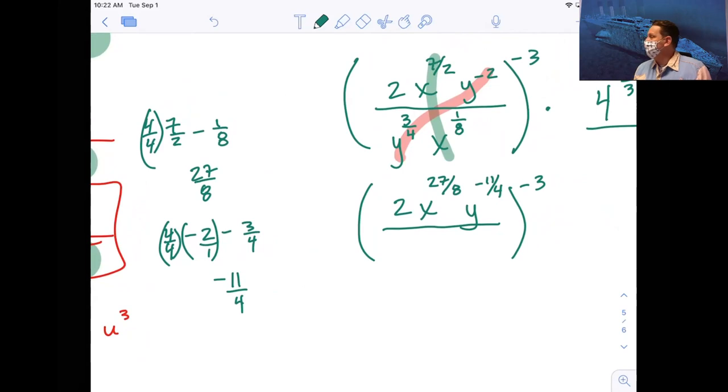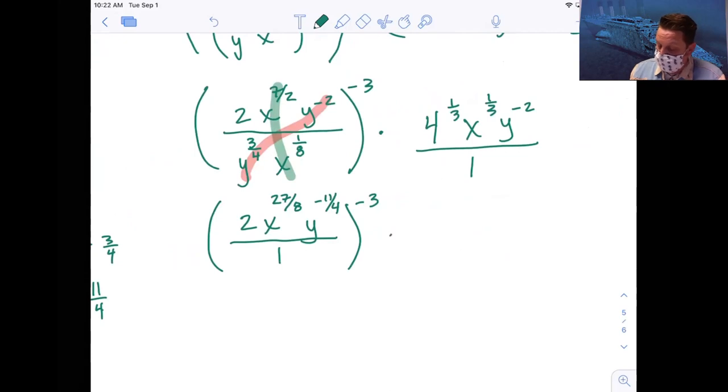And then what's in the denominator? Just put 1, yeah. Or you could drop the denominator, because when you use the rules, everything ends up in the top. Okay, that second factor, he's like patiently waiting, right? He's still 4 to the 1/3, x to the 1/3, y to the -2, still over 1. Like, hurry up, dude. Almost there. Now to eliminate the last set of parentheses, we do all the -3.